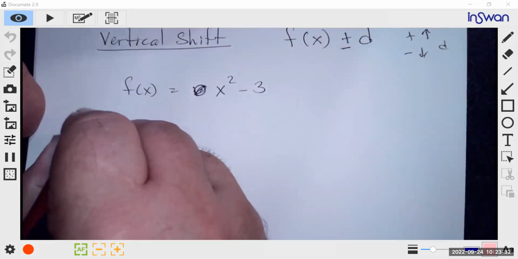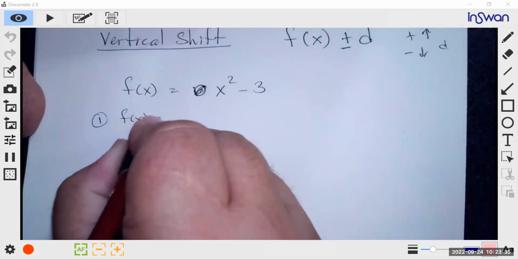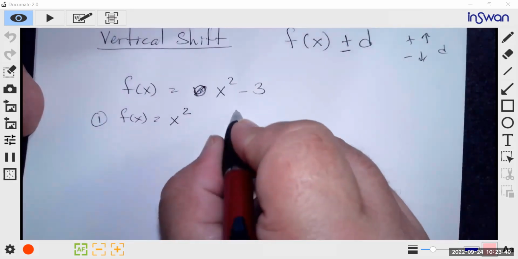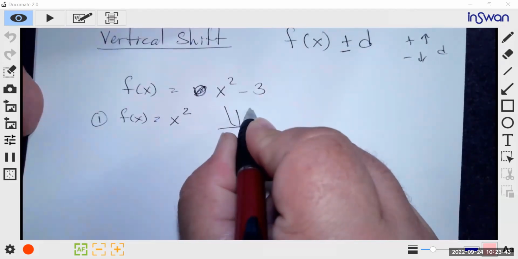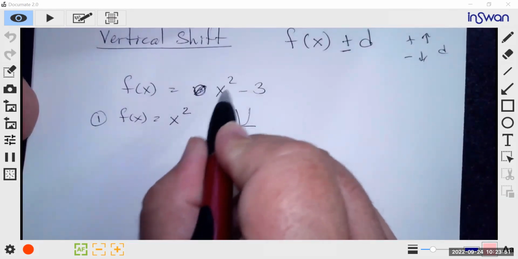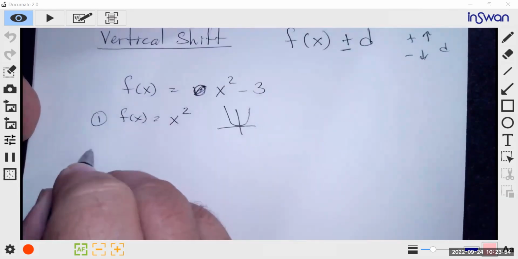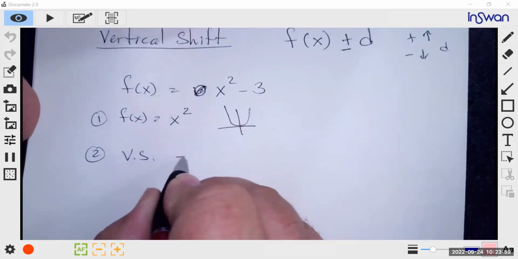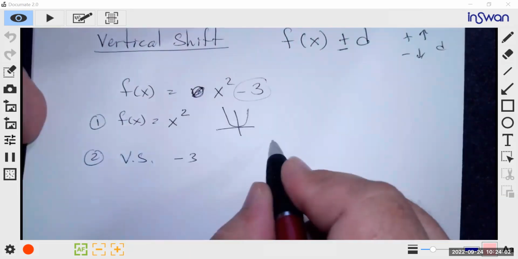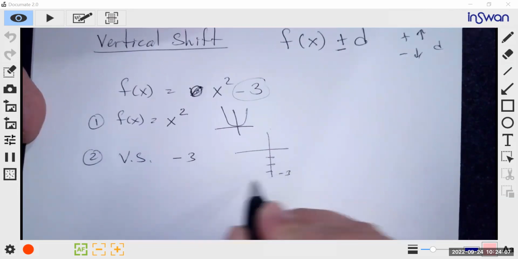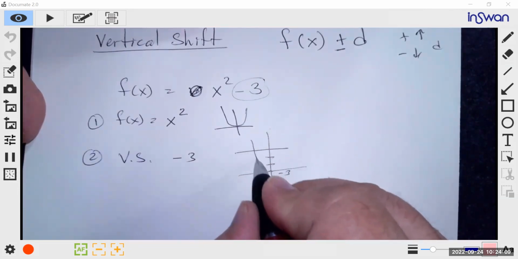What's the original function? x squared. It's just the x part. So we know that since it's x squared from our library function, it's that. Is there a horizontal shift? No. Is there anything affecting the x first before you square it? No. So now we look at the vertical shift. -3. So that means the entire graph goes down to -3.